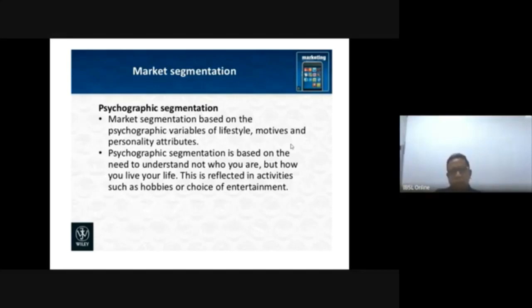I hope you understand that. If you have seen, a lot of credit cards offer incentives or points for air miles based on your spending volumes. So that's how psychographic segmentation is identified.